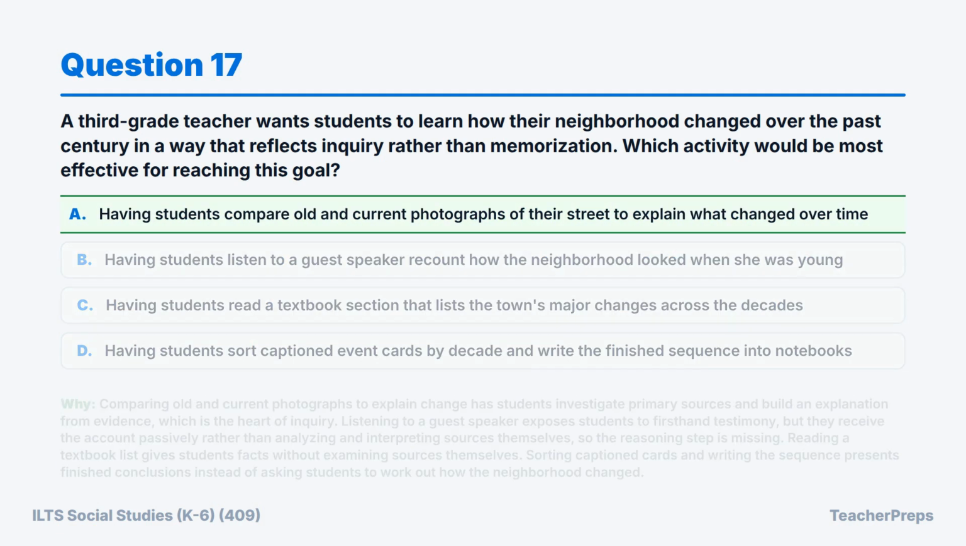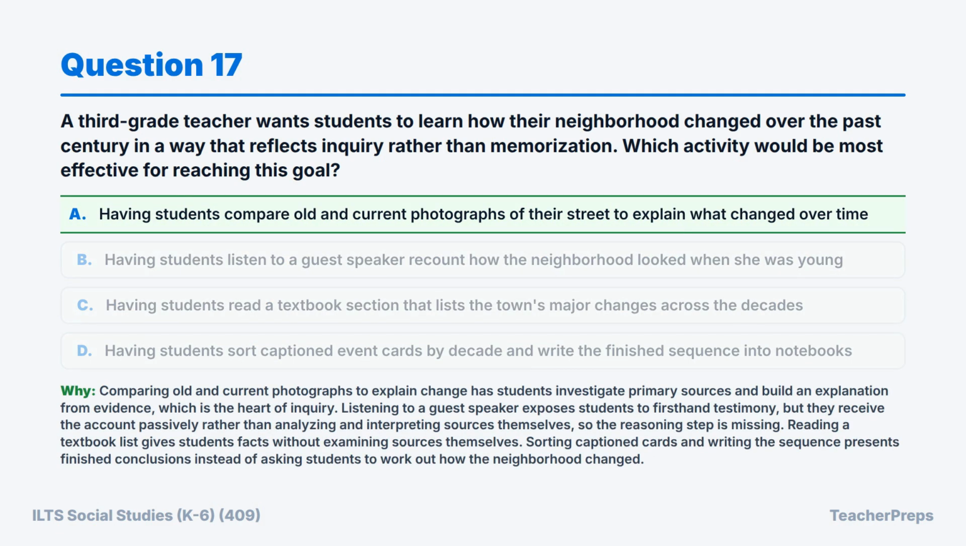The correct answer is A. Having students compare old and current photographs of their street to explain what changed over time. Comparing old and current photographs to explain change has students investigate primary sources and build an explanation from evidence, which is the heart of inquiry.